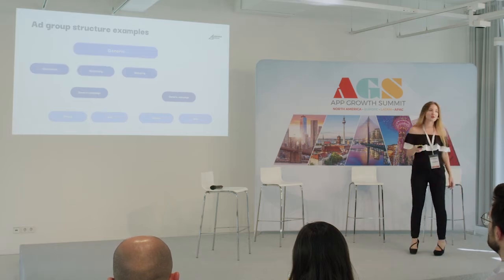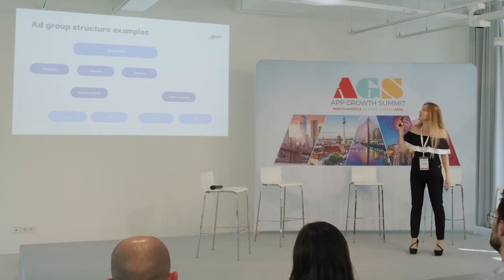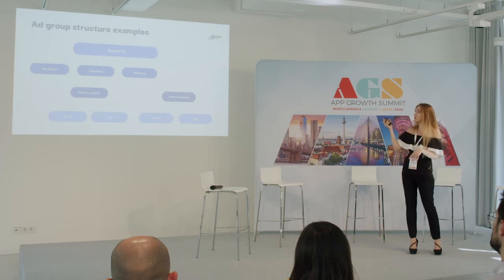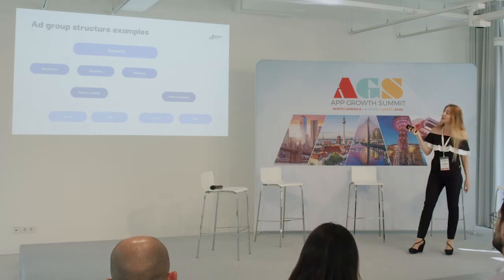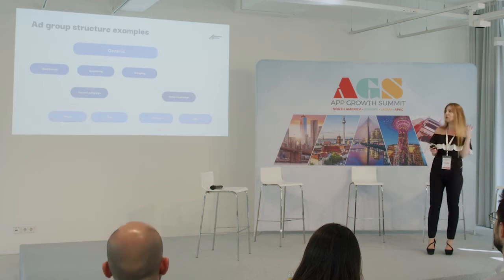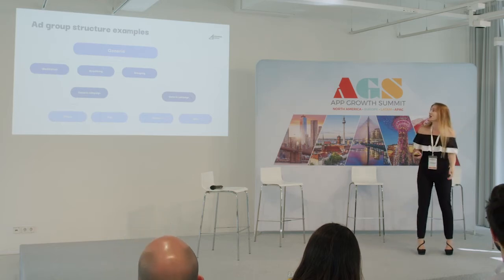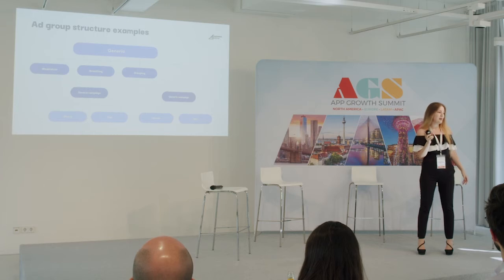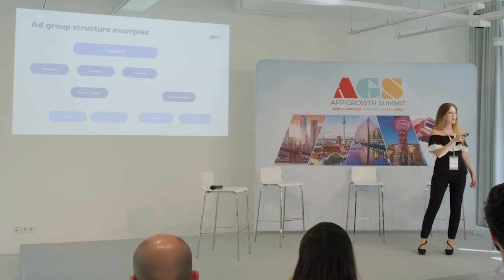Another good structure that you can try is dividing your app features or categories or content in different ad groups on a certain campaign. And the example that I included is an absolutely real example of a meditation app. So this is a generic campaign, and we have ad groups for meditation, relaxation, breathing, sleeping, etc. This structure is a very solid base for custom product pages, which we will discuss later on.